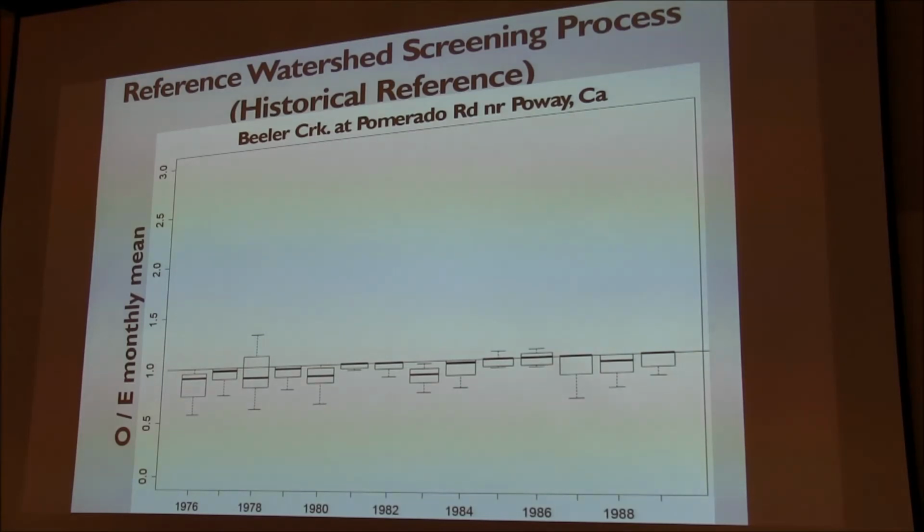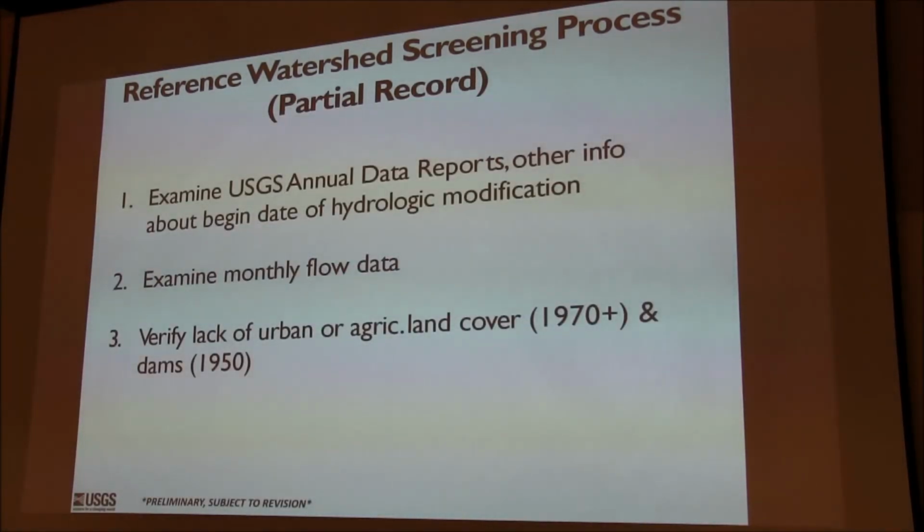So now moving to the other technique to get reference. We went back and examined the USGS annual data reports and looked for information about when hydrologic modification may have started in a watershed, say there was a dam put in or there was some increased plumbing in the watershed or something like that. We examined the monthly flow data, and then we verified the lack of any major land use in terms of ag or urban, as well as dams.